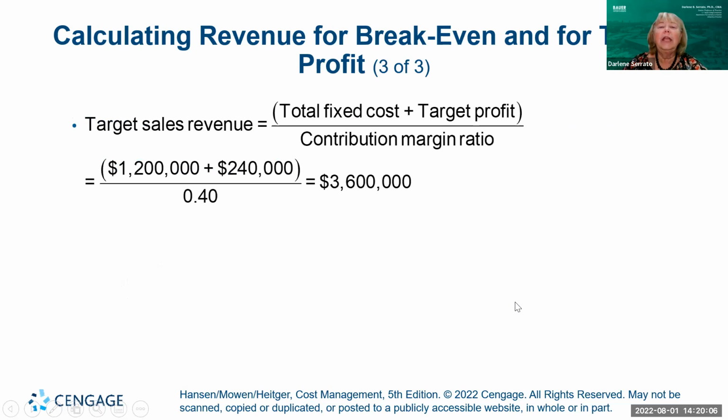To get a target profit, in the numerator, you're adding your profit of 240,000. You're still dividing by the contribution margin ratio of 40%, to give you the 3,600,000.